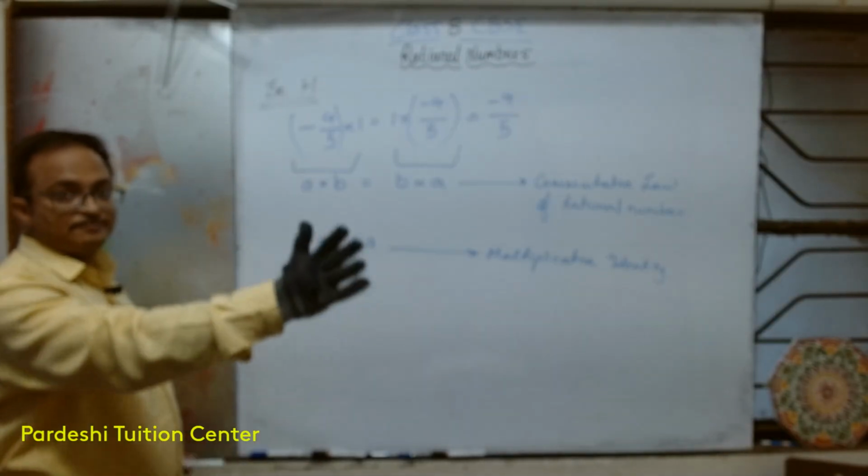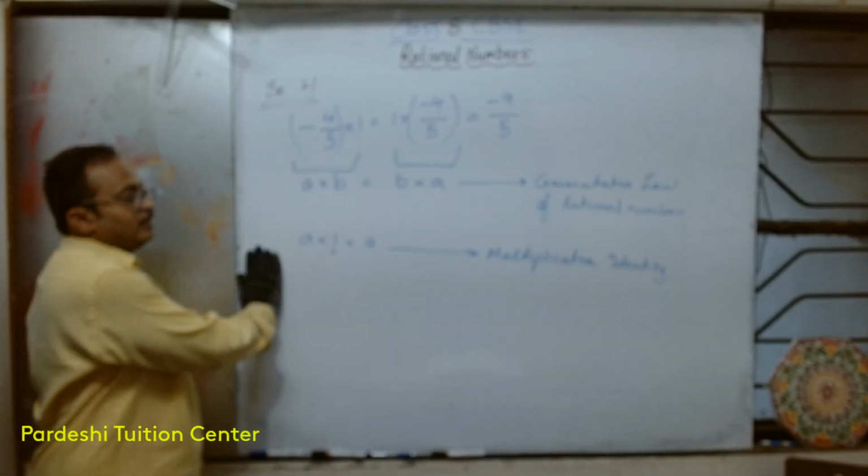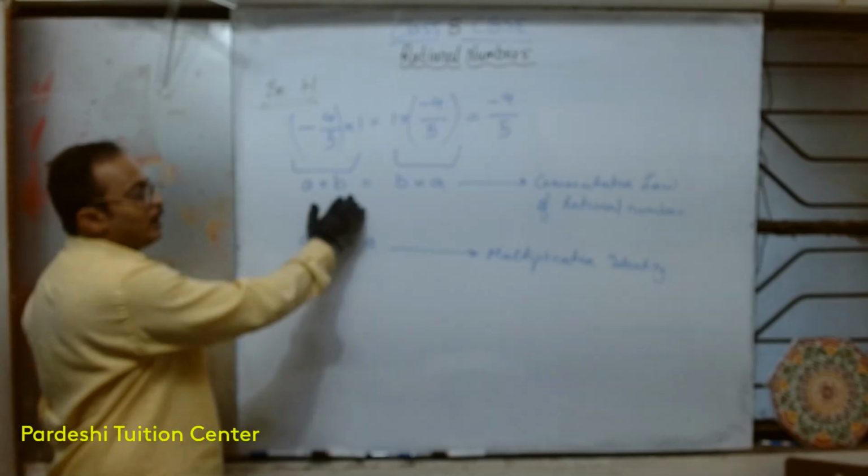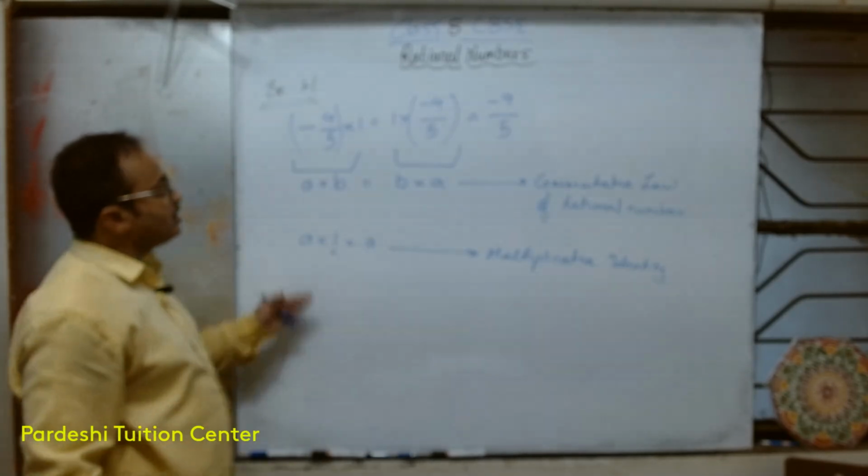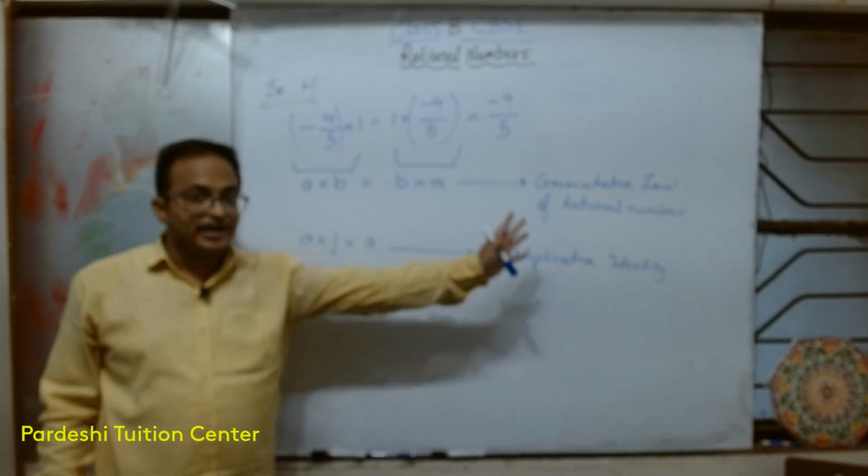Got this? Question number 1, okay? There are two answers for it: commutative law of rational numbers as well as multiplicative identity.